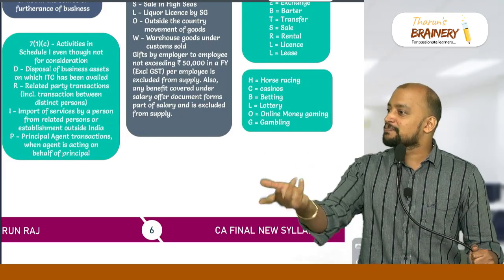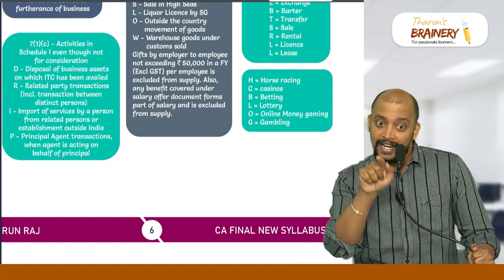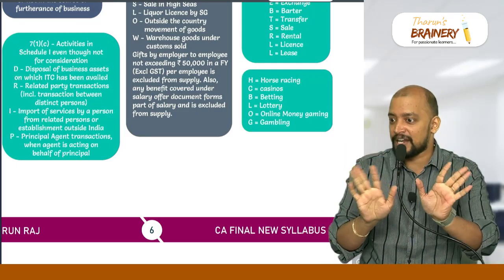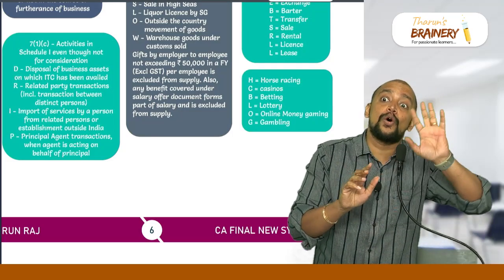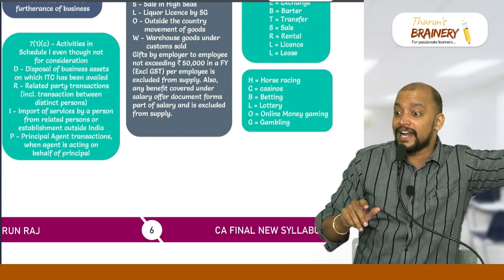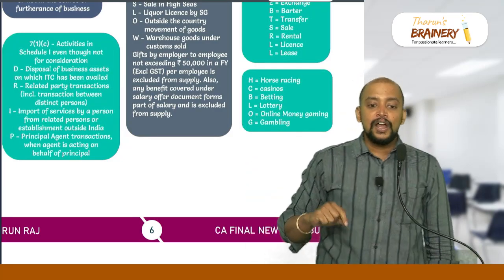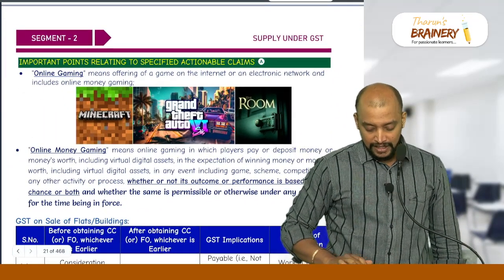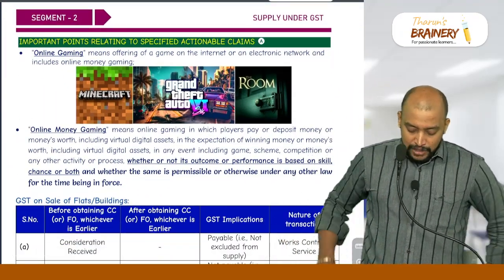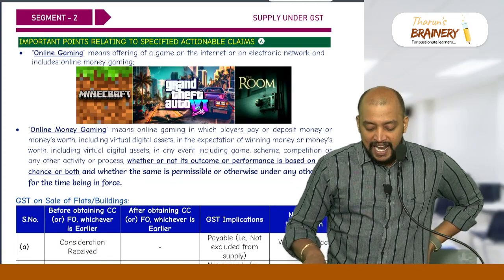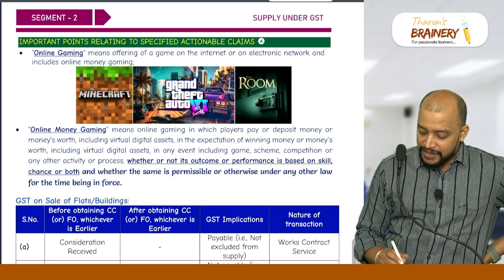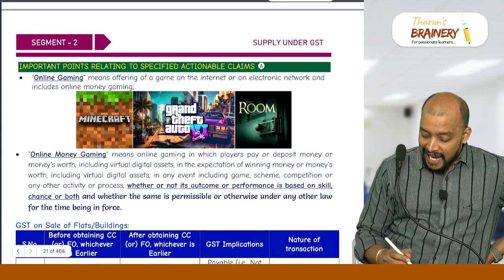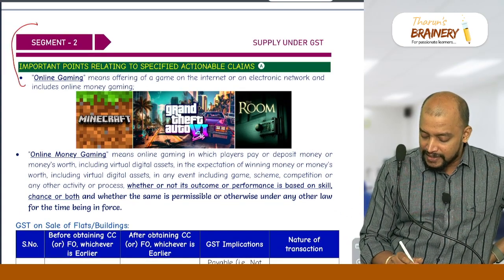In this way we spend, this is online gaming. Online gaming, we spend to play that game. Online gaming is a service, not at all an actionable claim. It is a pure service, called an OIDAR service, please write it down. Already I have given there, online gaming means offering a game on the internet or an electronic network, and includes online gaming. So you write there, online gaming falls under OIDAR services.